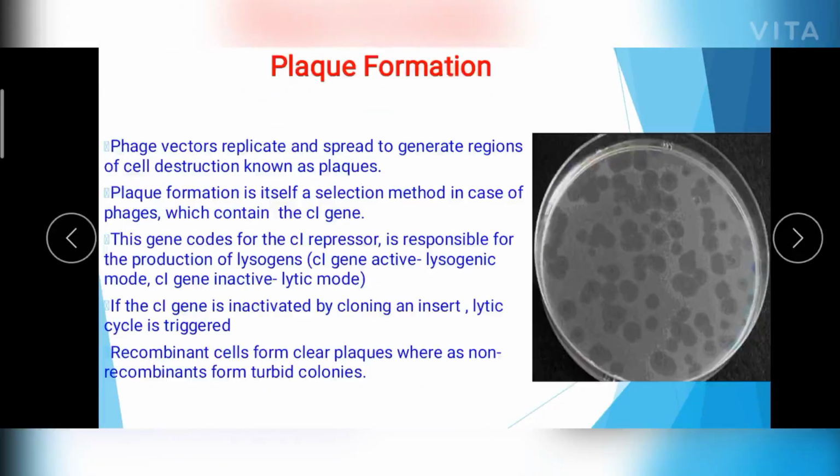The third method is plaque formation. The recombinant cells will have the ability to form plaques, that is the clear zones where the particular cells are growing. These clear zones represent the recombinant cells, whereas the turbid colonies represent the non-recombinant cells. For a detailed explanation of these screening methods, you can go through my previous videos, and in the coming video you will see the animation of another method of screening.